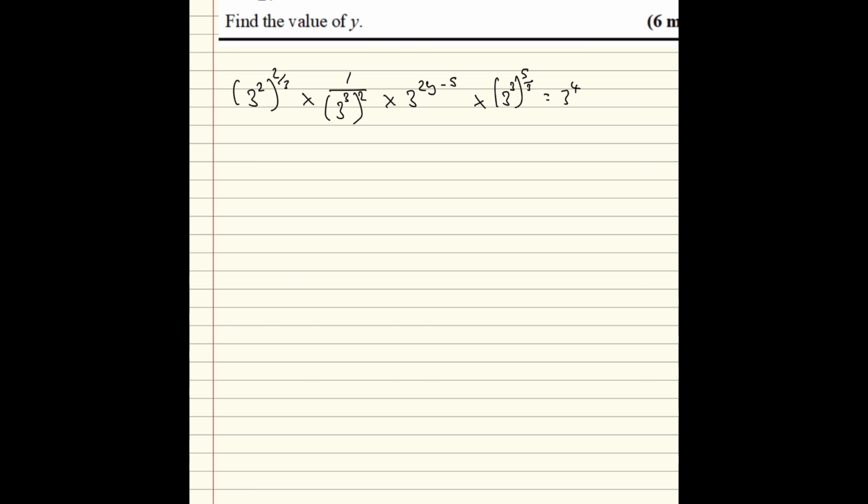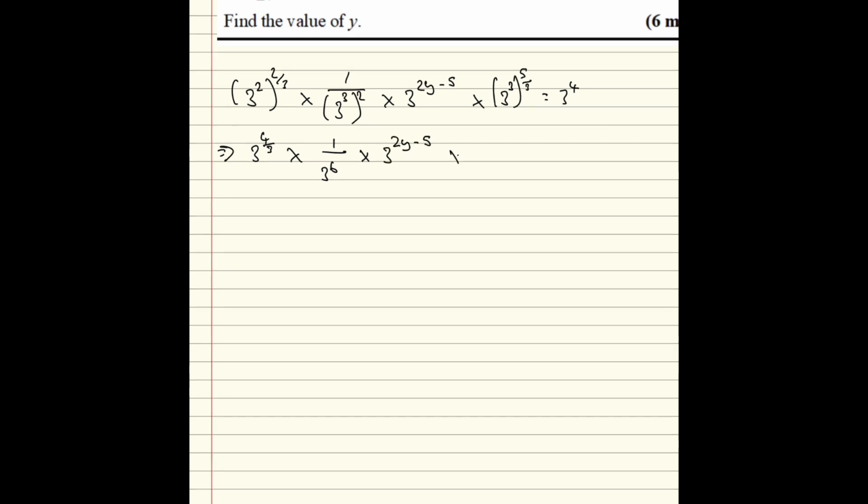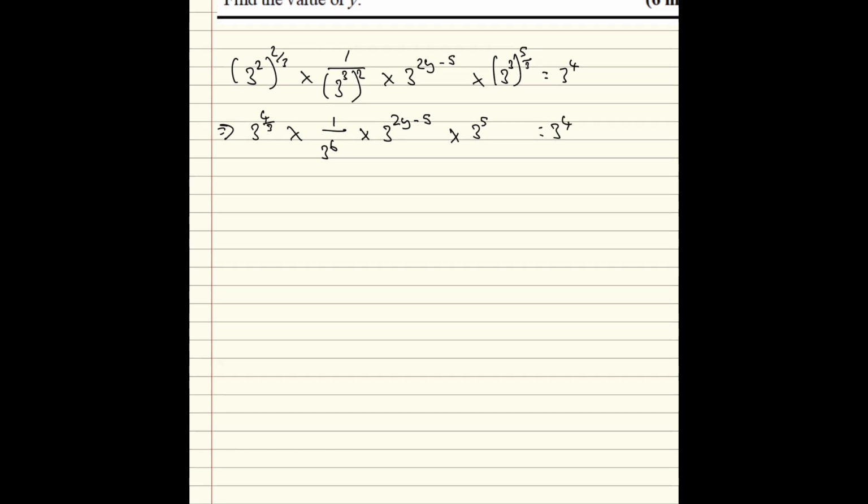So these unfortunately do not cancel, but we're going to use the law of indices here. So we have 3 to the power of 4 thirds times 1 over 3 to the power of 6 times 3 to the power of 2y take away 5 times 3 to the power of 5. The reason for that is because these two cancel with each other. You can leave 3 to the power of 4 there.